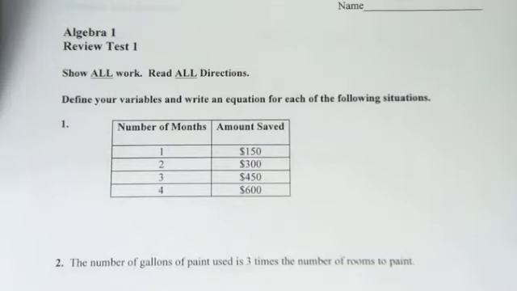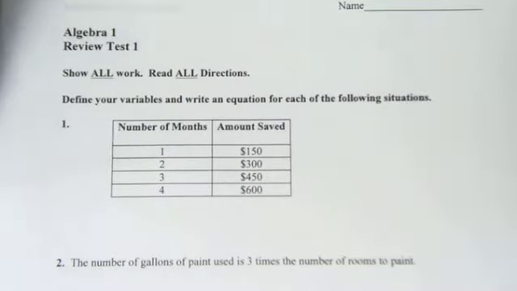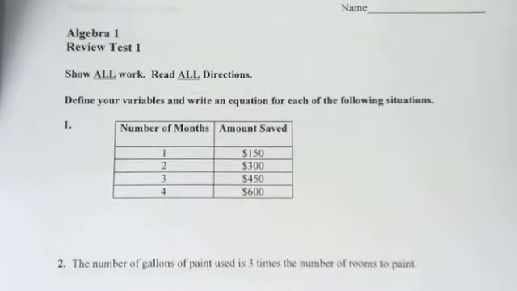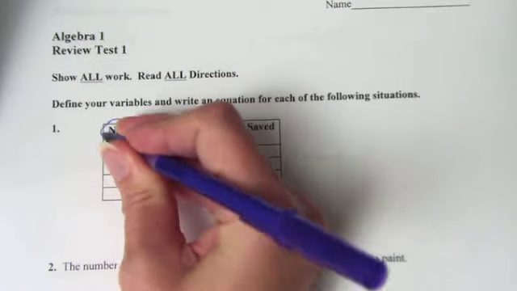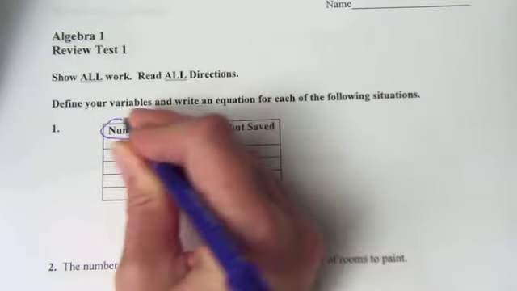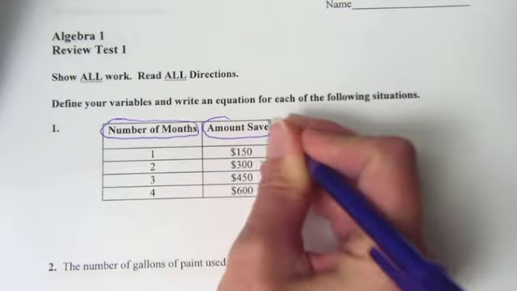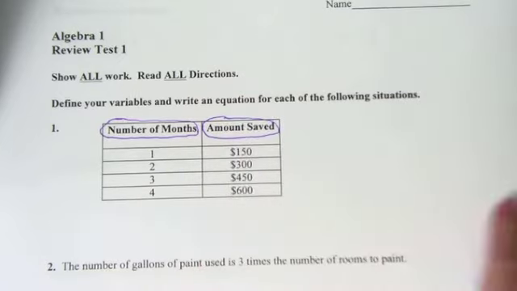All right, class, I'm going to take you through the review for your first test. Let's look at problem number 1. It says to define your variables and write an equation for each of the following situations. All right, when you have a chart like this, your variables that you create are going to be the headings of the chart, okay? Number of months and amounts saved. So those are the two things we need a variable for.